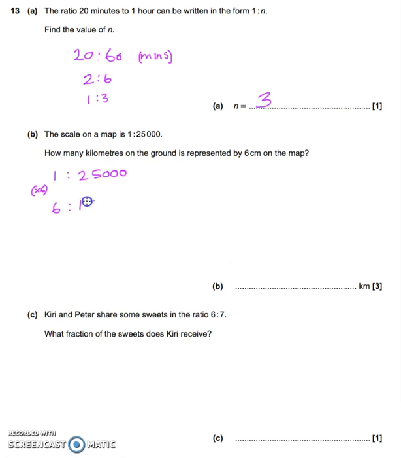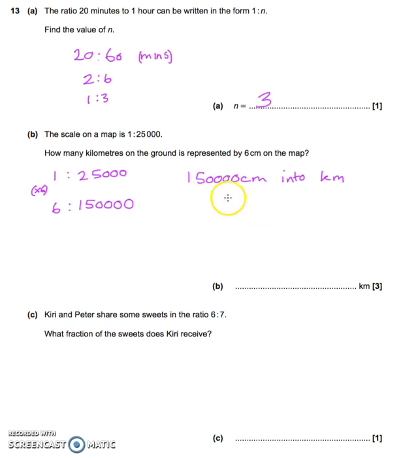So 150,000. That means that 6 centimetres on the map is 150,000 centimetres on the ground in reality. Well, we need to give our answer in kilometres. And to do that, we have to convert this number of 150,000 centimetres into kilometres. Now to do that, you could think of it in 2 steps.